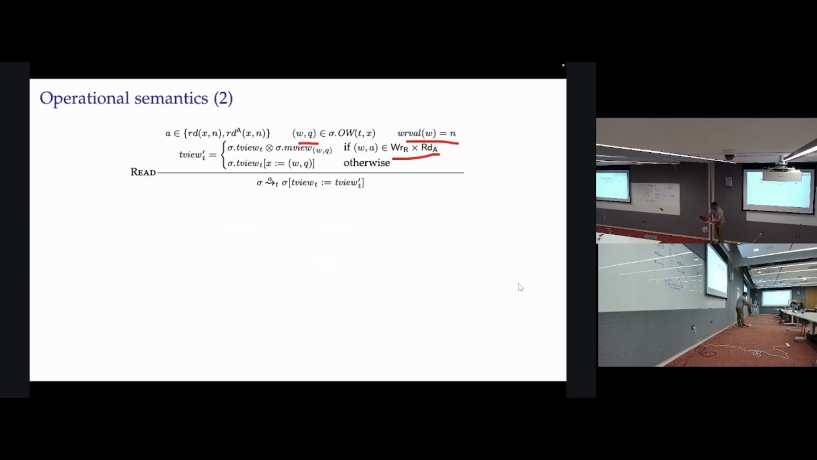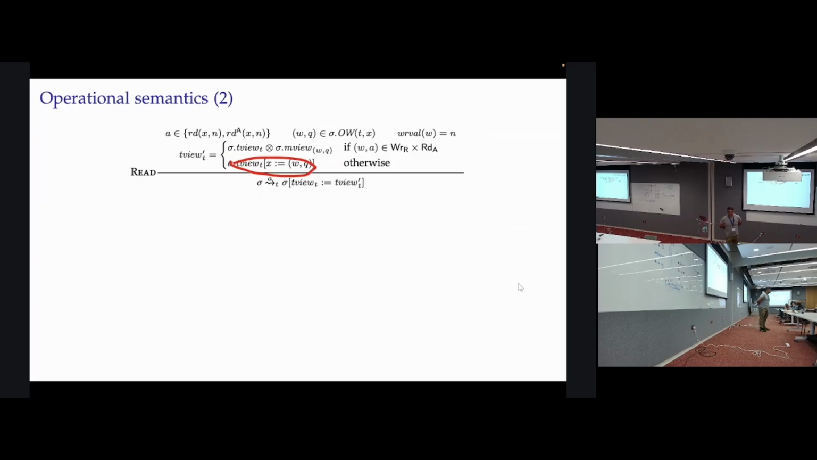If it was not a release acquire synchronization, either because you were not an acquiring read, or the thing that you're reading from is not releasing, then you just do a simple thing: you update your view for that variable to that write that you read from. Does that make sense? So you either synchronize, in which case you have this view update, or you don't synchronize, where you just say, I know about this variable's value.